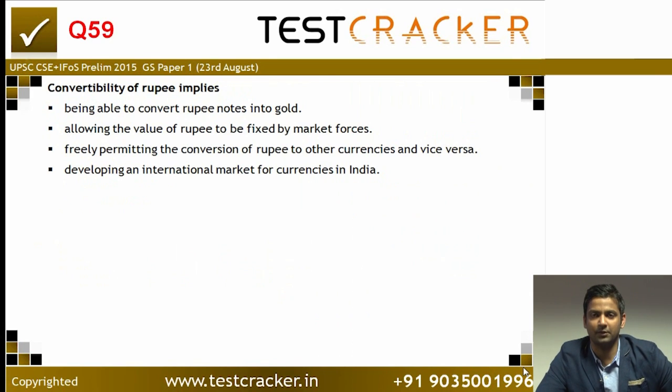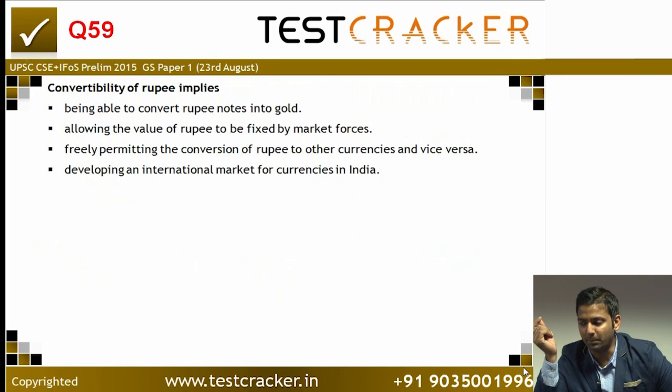59, one of the easiest questions from economics: convertibility of rupee implies what? See, in the earlier years, what kind of question would you expect from UPSC? You would expect statement 1 to be rupee is convertible on current account, statement 2 to be rupee is convertible on capital account, and then you have to find out 1 only, 2 only, both 1 and 2, or neither 1 nor 2. That would have been a trickier question to answer than this.